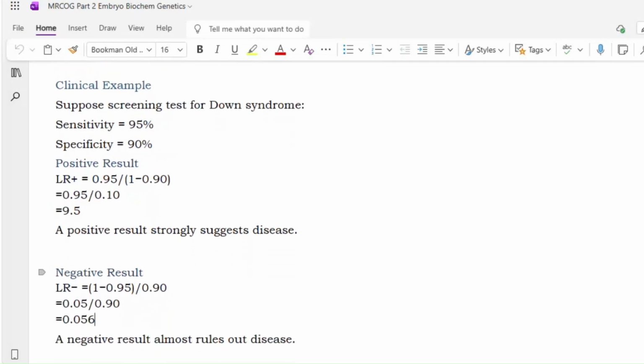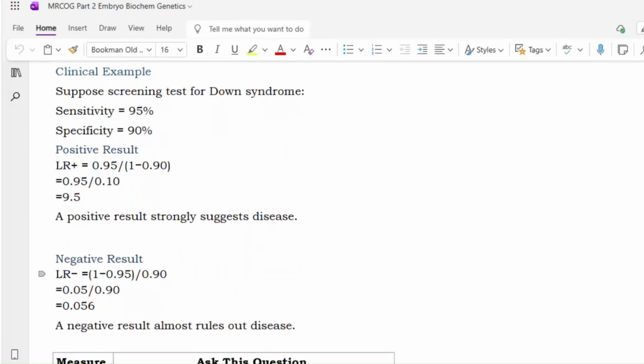Now for the negative result, likelihood ratio negative, that is 1 minus sensitivity upon specificity, that is 1 minus 0.95, that is 0.05 divided by 0.9 equals 0.056.